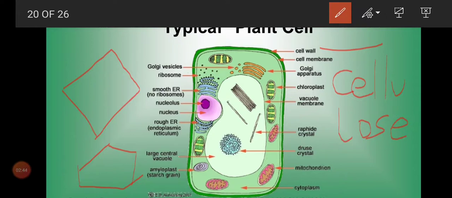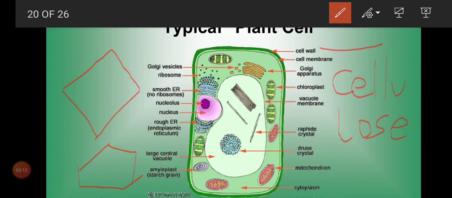Take and draw the diagram. The diagram is given in your NCERT book also, but it is not that detailed. Better you draw this diagram and label the parts. Along with the labeling, you can write the important points there, and you will be thorough with the plant cell. So what is a plant cell? A cell is surrounded by an outer layer, the cell wall, and the cell wall is made up of cellulose. That is the first part.